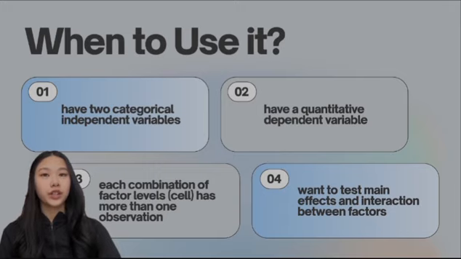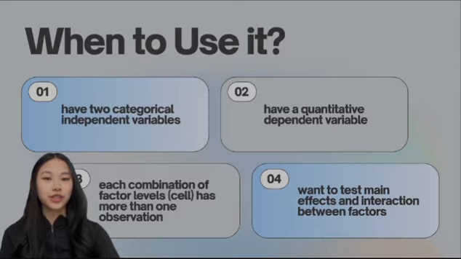We use two-factor ANOVA with replication when these conditions are met. We have two categorical independent variables. We have a quantitative dependent variable like exam scores or output rate. Each combination of factor levels, called a cell, has more than one observation, meaning replication exists. We want to test both main effects and the interaction effect between the two factors. When all these conditions are satisfied, this method is the right choice.